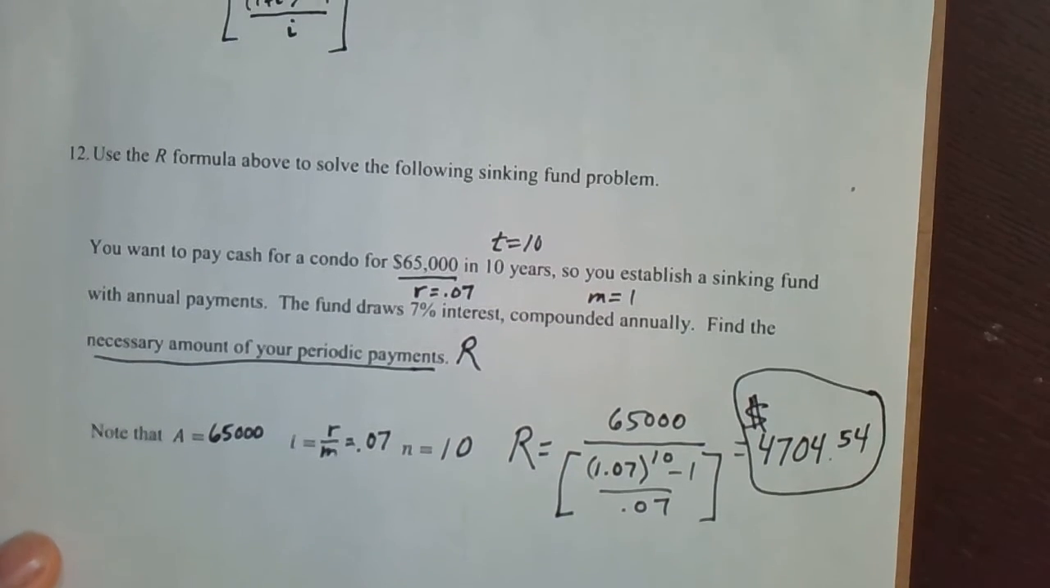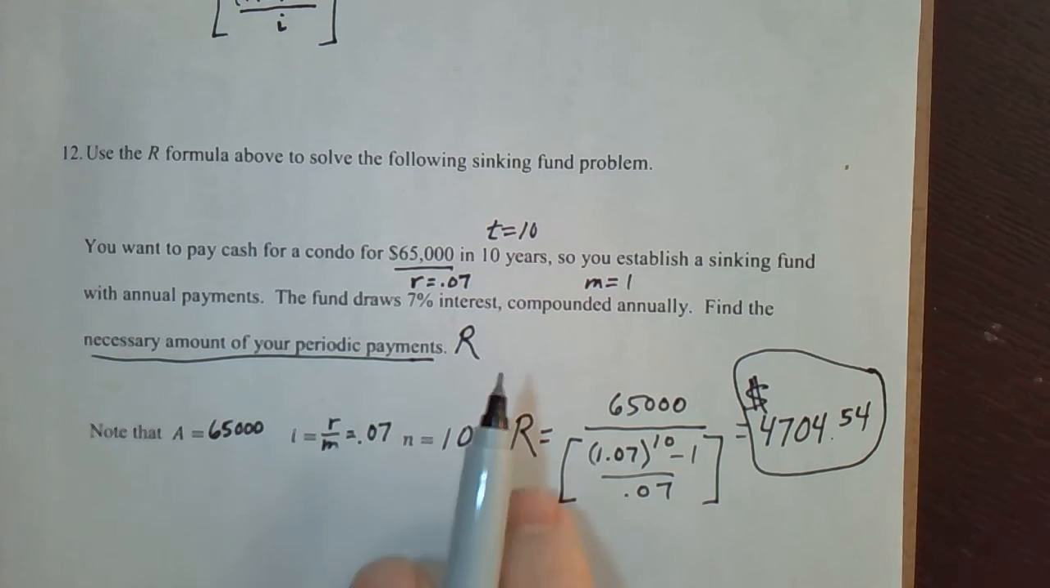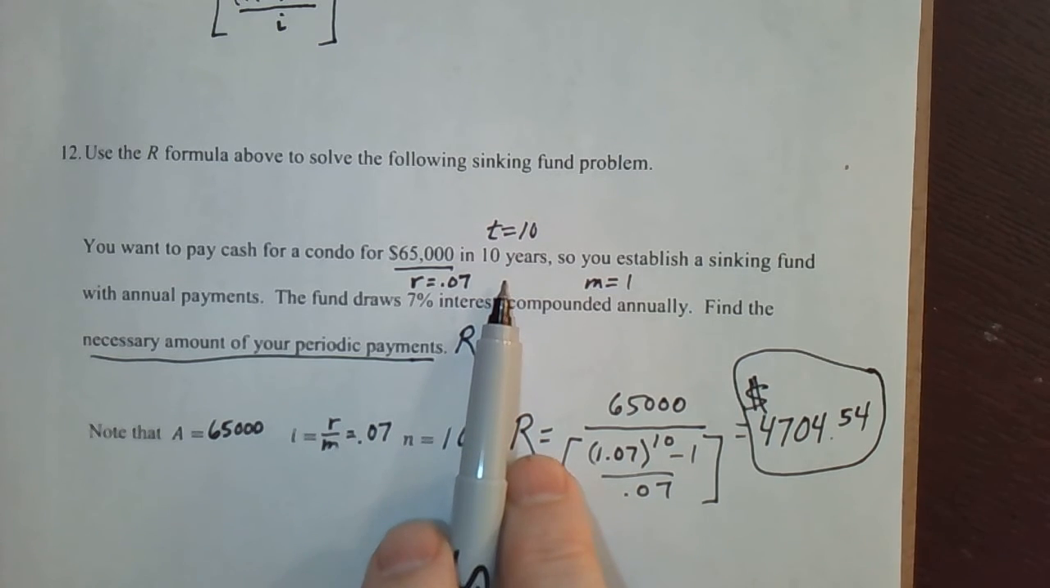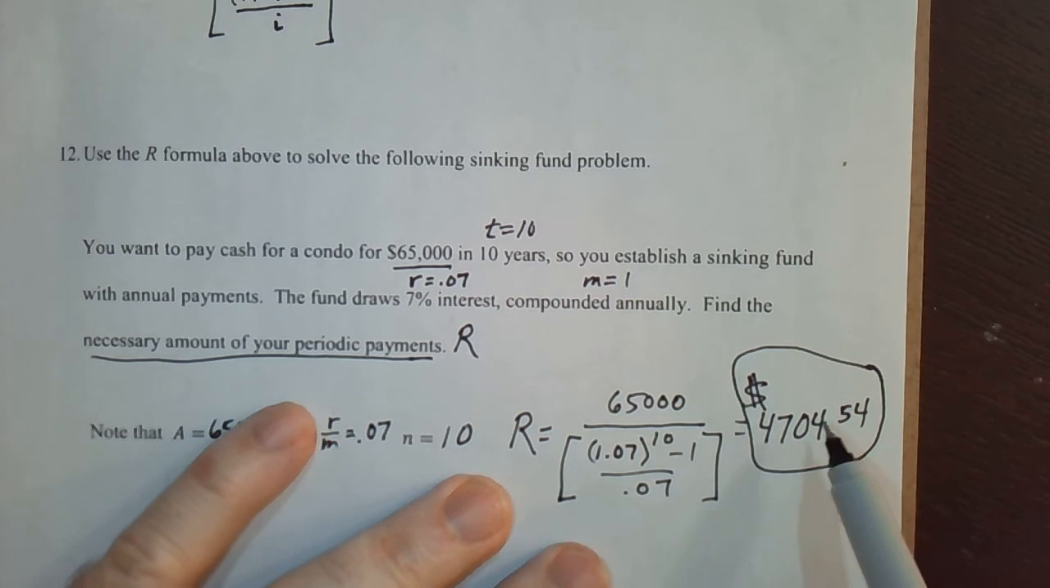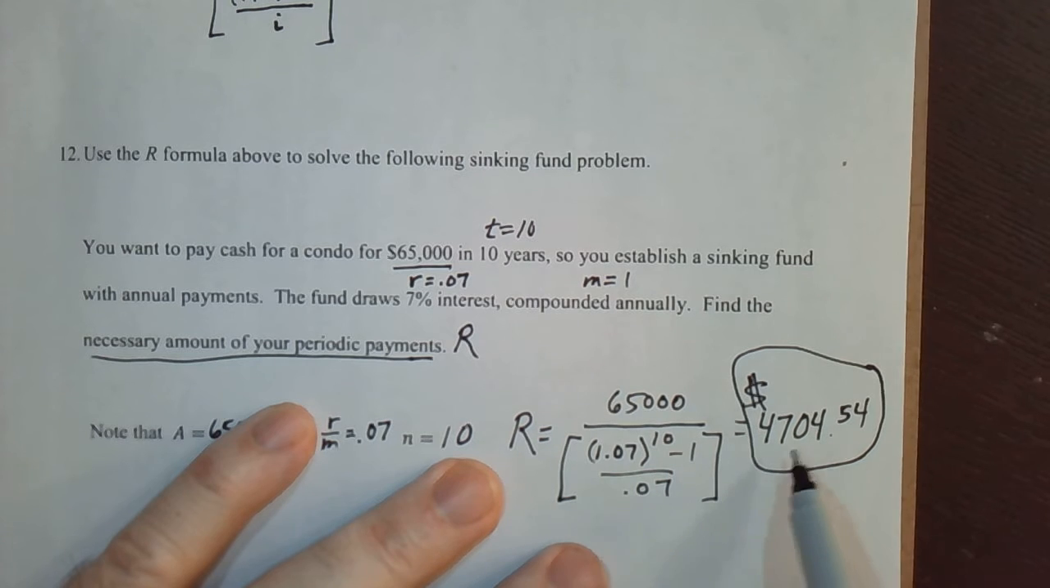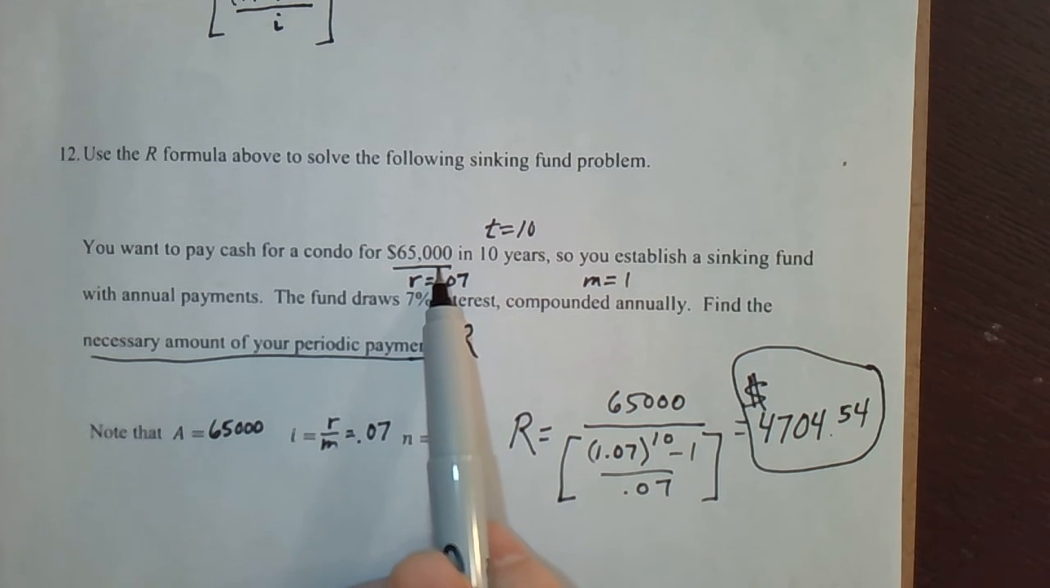Okay, so let's see if that makes reasonable sense. For 10 years, once per year, you need to put $4,704.54 away into this account. So if you do that 10 times, it looks like you'll be paying $47,000 in payments, and with the interest at the end of 10 years, you'll have $65,000 in the account, and you'll be able to pay cash for the condominium.